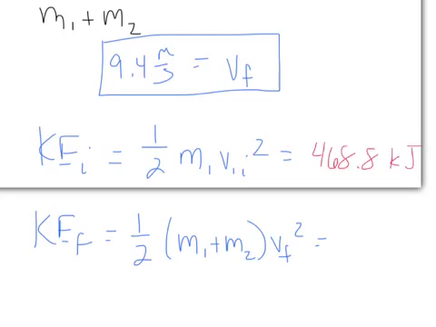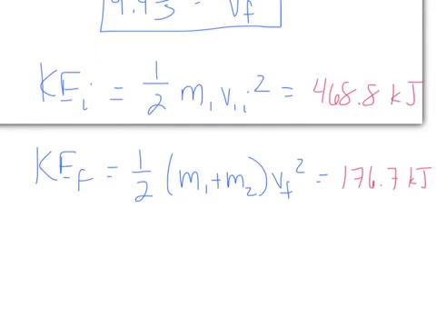That's 468,000 joules. And the kinetic energy at the end, when plugging in here, we'll have 1/2 times 4,000 times 9.4 squared is 176.7 kilojoules. So what's the difference in those energies?